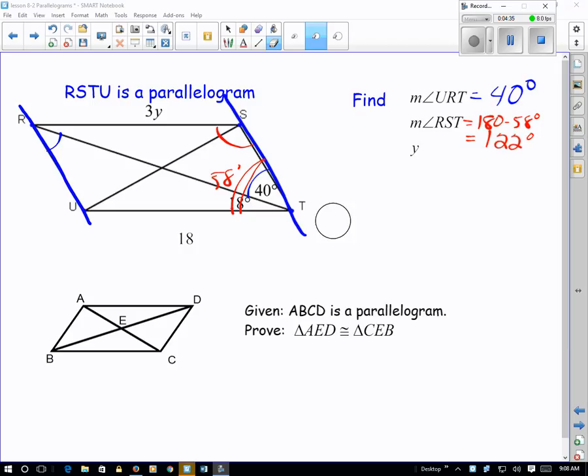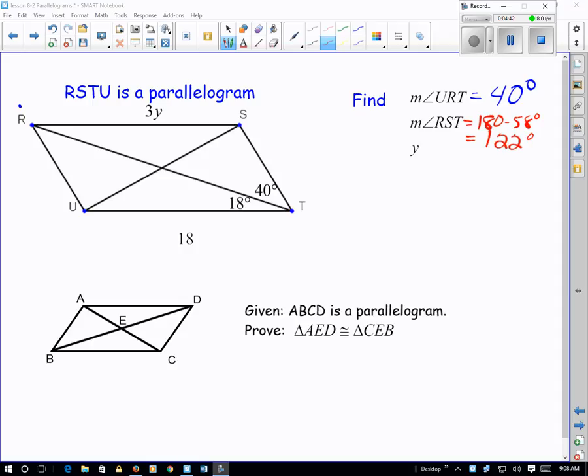Okay, now looking at some other parts, the sides here, we see that the 3y and the 18 are opposite sides. And we saw by one of our theorems that in a parallelogram, the opposite sides are congruent. So that just gives us that 3y has to equal 18, and then y, of course, equals 6. So just working with those basic properties of the parallelogram.